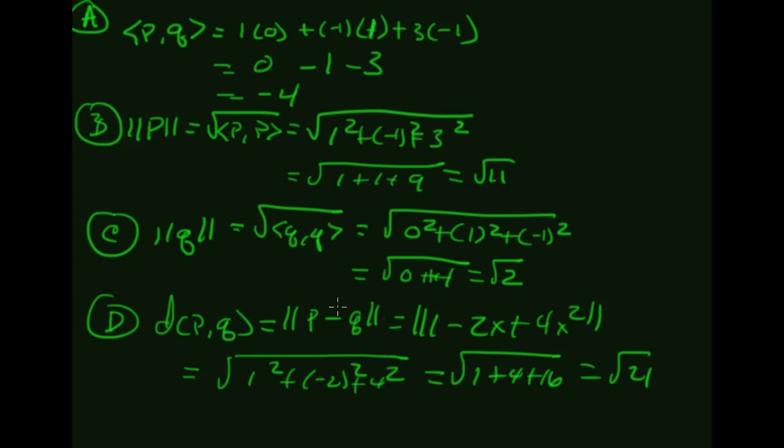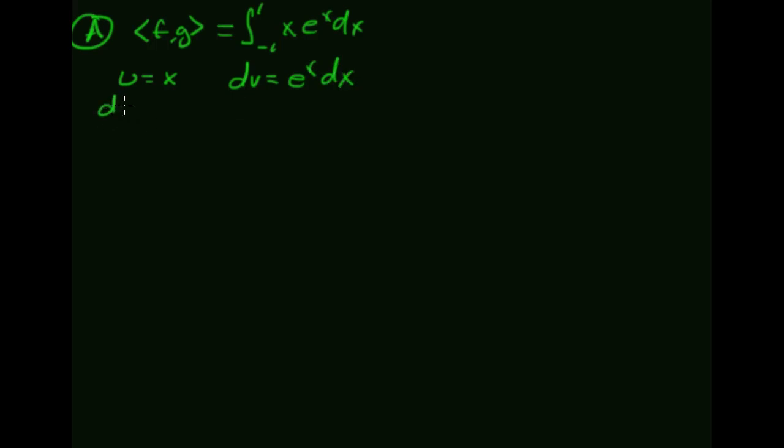Let's move on to number 5, which gets a little more complicated. Problem number 5, part A, we have the inner product of f and g is the integral from negative 1 to 1 of x e to the x dx. This is an integration by parts problem, so let u equal x, let dv equal e to the x dx. That means that du/dx is 1, which means that du is equal to dx. Take the antiderivative of both sides. Here we get v is equal to e to the x.